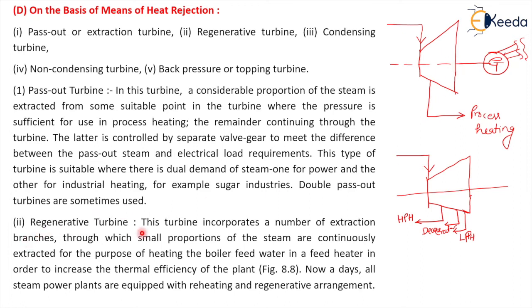Now regenerative type turbine, you know very well, this type of turbine is used in most of the power plants. It is used where the regenerative feed water system is used. You see here, we are taking extraction for the HP heater, we are taking extraction of steam for the deaerator, and here we are taking steam extraction for the LP heater. Then the remaining steam will be sent to the condenser. This is the regenerative type steam turbine.